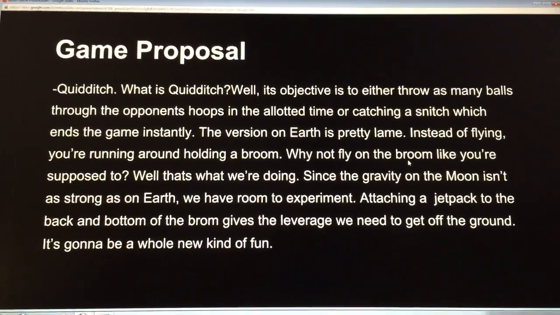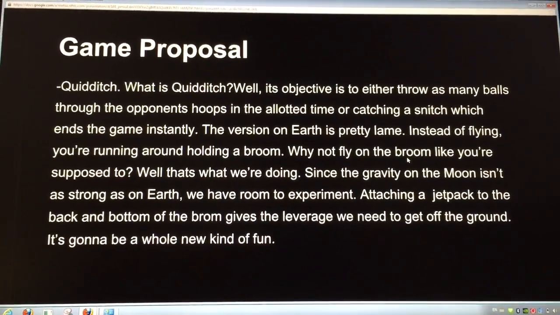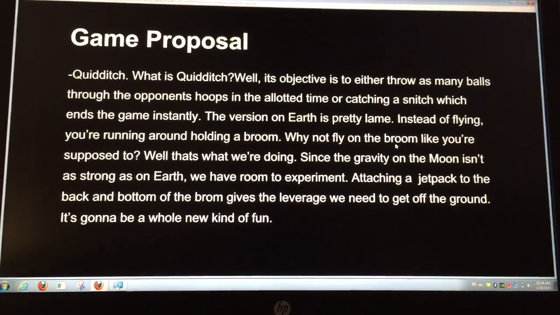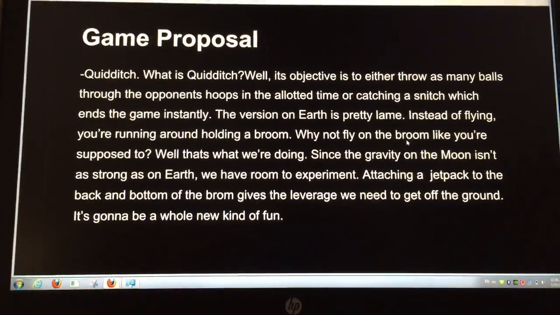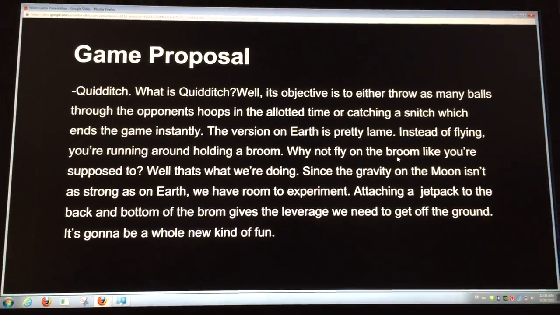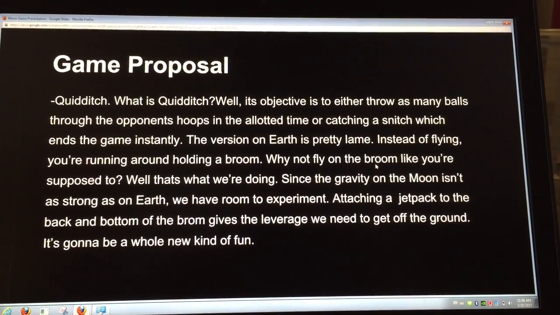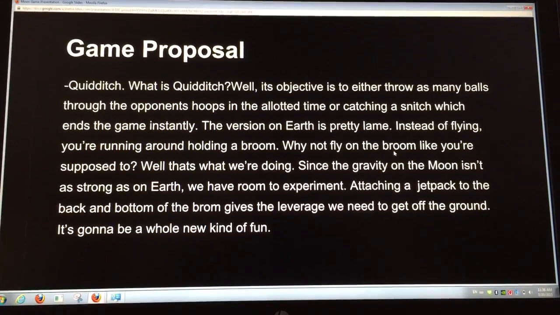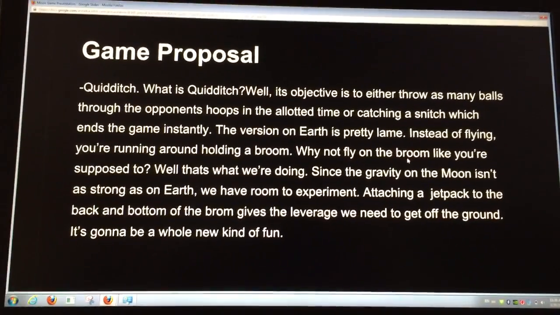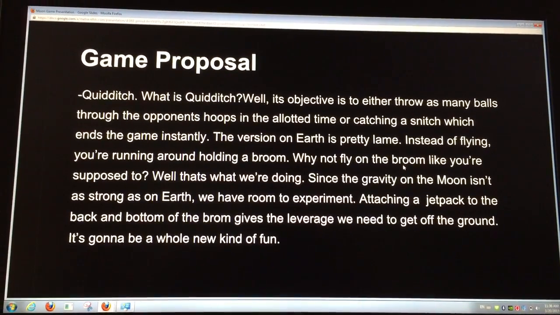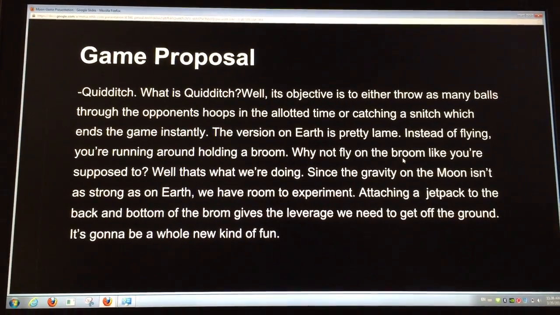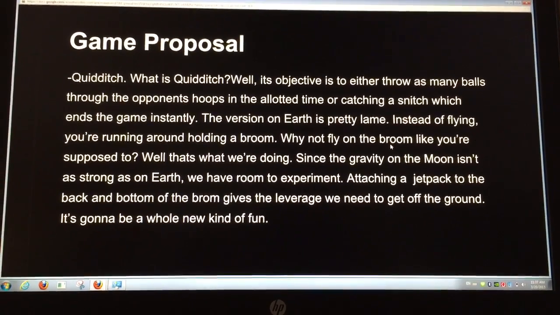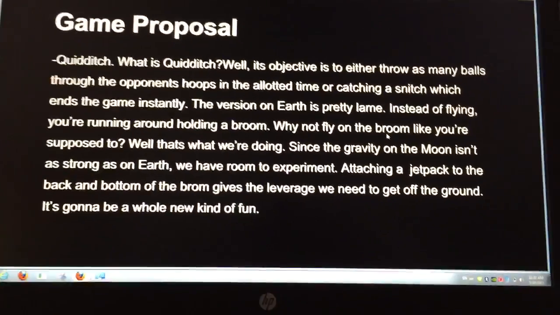Game proposal: Quidditch. What is Quidditch? Well, its objective is to either throw as many balls through the opponent's hoops in the allotted time or catch a snitch, which ends the game instantly. The version on Earth is pretty lame. Instead of flying, you're running around holding a broom. Why not fly on the broom like you're supposed to? Well, that's what we're doing. Since the gravity on the moon isn't as strong as on Earth, we have the room to experiment. Attaching a jetpack to the back and bottom of the broom gives us the leverage we need. It's gonna be a whole new kind of fun.